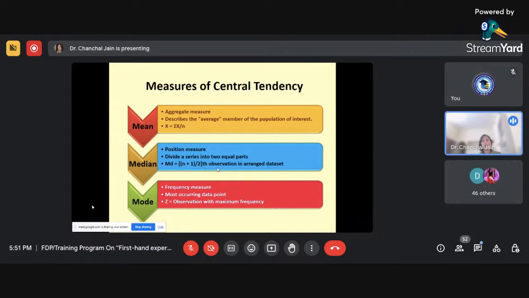But usually for manual calculation, you need to arrange your data in either ascending or descending order, and then you can apply the formula to get the value of the median. Mode is very simple. It is the value which occurs the most number of times in your data, right? So for any particular data point, the one with the highest frequency would be the mode value for your series. So these are the three measures that we can manually calculate, but using SPSS or other software, we can directly get these values.